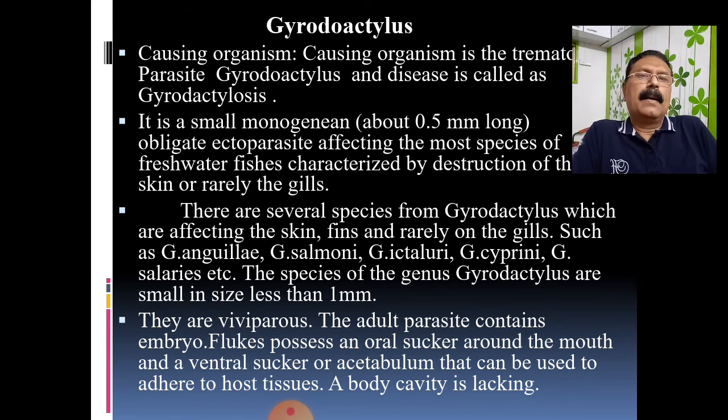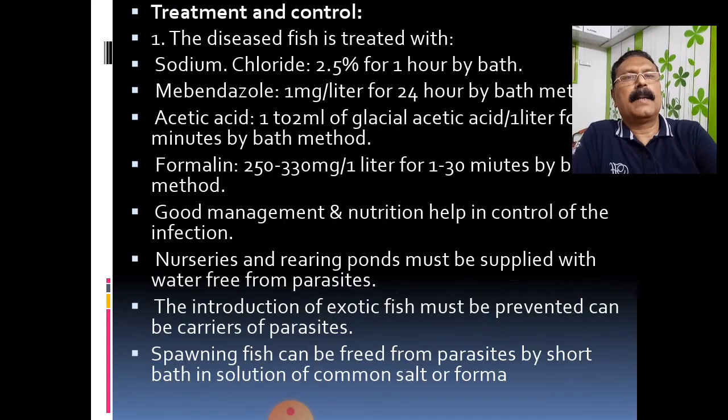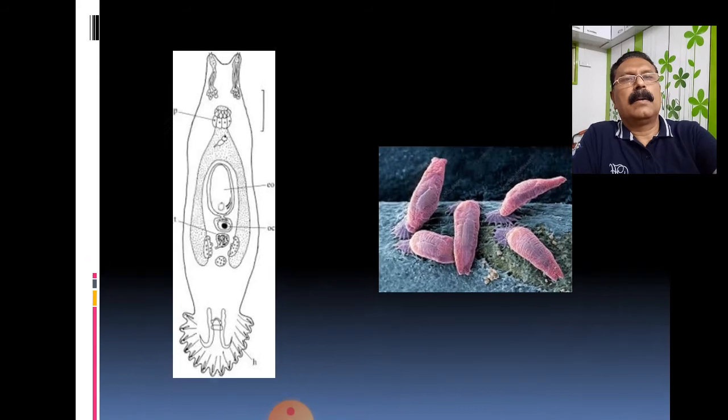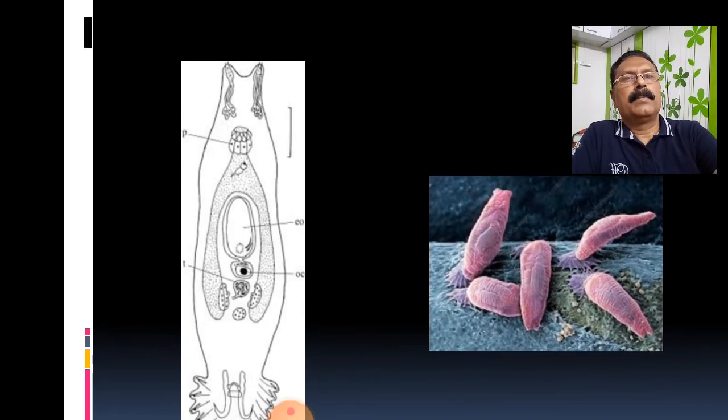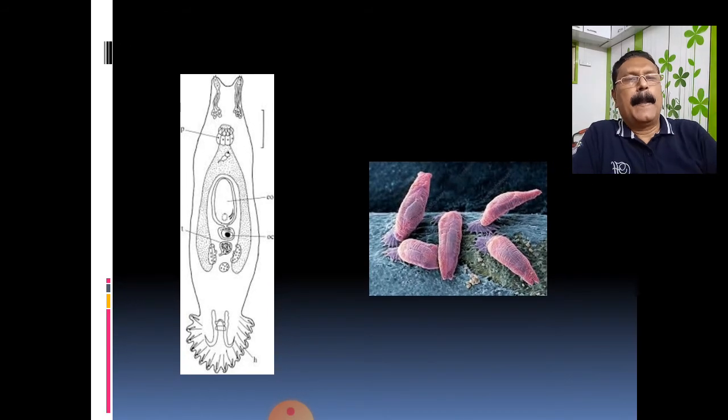Let us go through the structure in the figure of this particular parasite. So it is a figure of the Gyrodactylus. The body is elongated, and head glands are there on the anterior side. It also has a well developed digestive system.